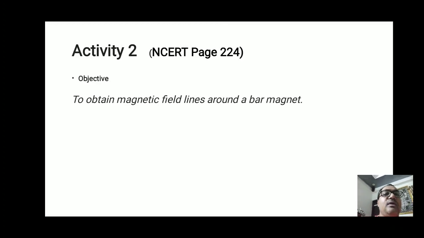Now we can understand the second activity. It is available on page number 224. What is the objective of that particular activity? The objective, or aim, is to obtain magnetic field lines around the bar magnet, or to find which type of magnetic field lines are available near the bar magnet. So this is our question or objective.